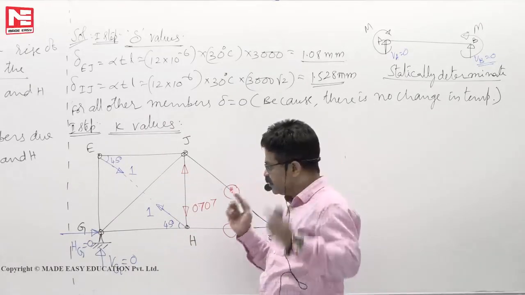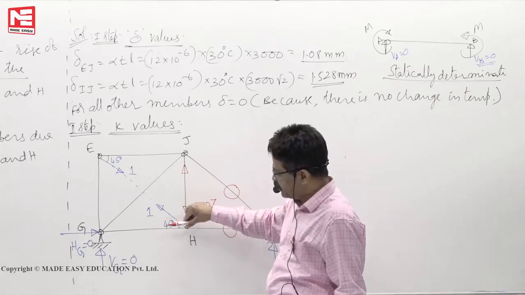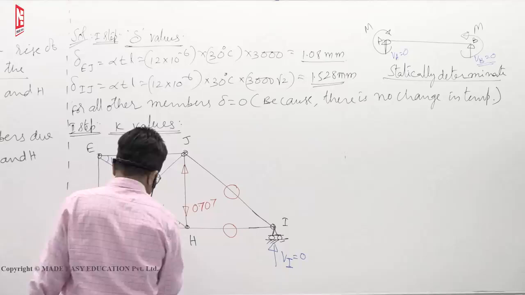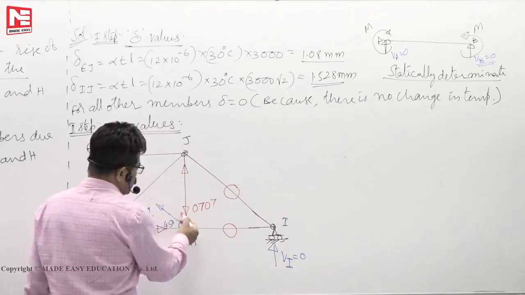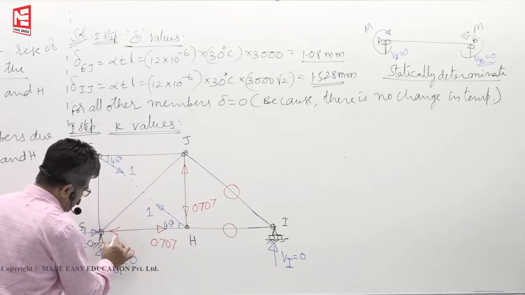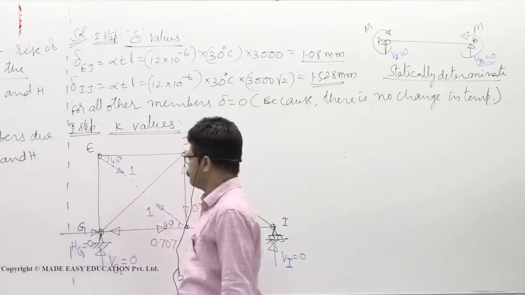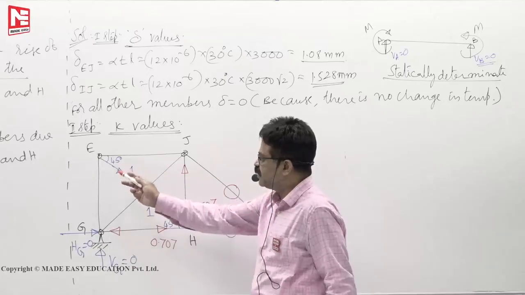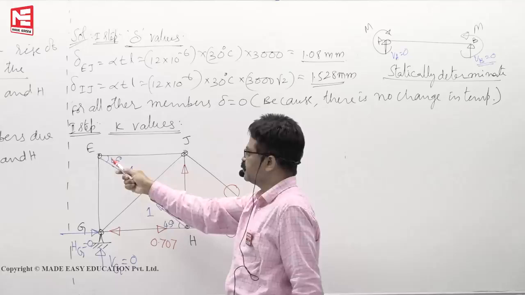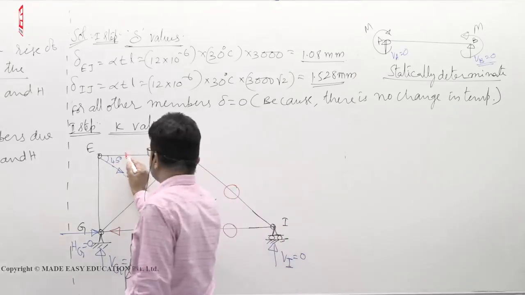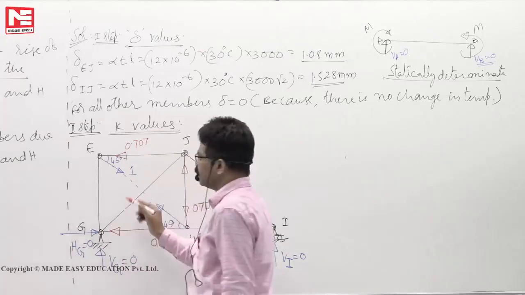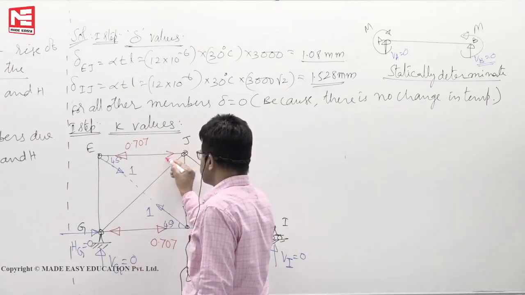Okay, next. Now, 1 cos 45 is going left side. To balance it, here the force must be right side. How much? 1 cos 45 means 0.707. If it is towards the joint, here also it should be towards the joint. Issue closed. Then come here. 1 cos 45 is going right side. To balance that, it should be left side, 0.707. Now, the arrow is towards the joint. You fix this arrow now.